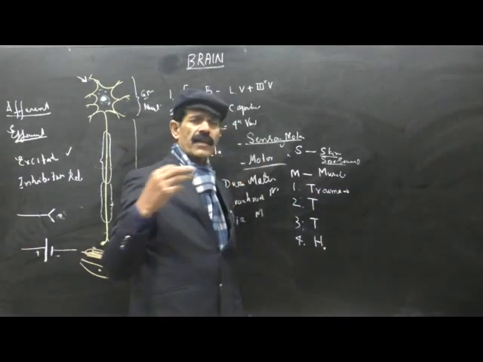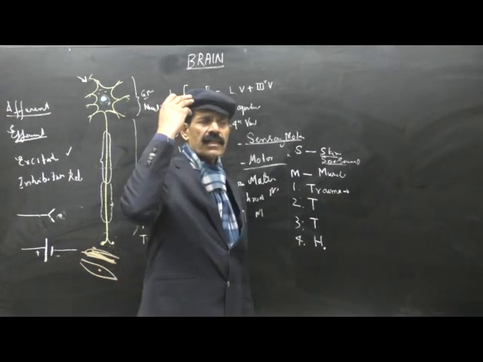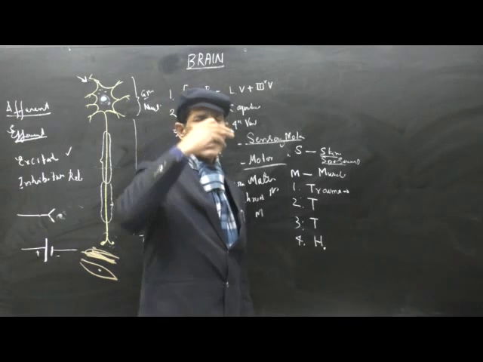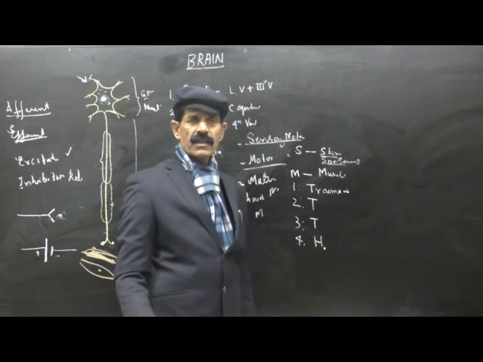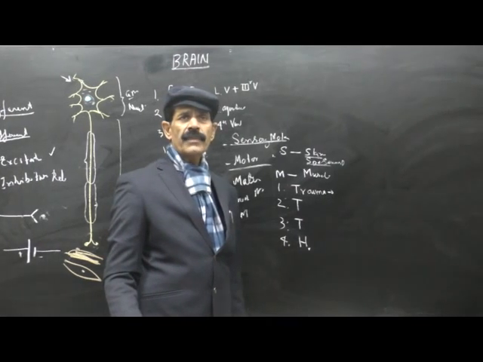Our brain is affected by head injury, roadside accident. If the skull is fractured or not fractured, even then the brain inside will be damaged. So trauma is the most common cause of damage to the brain.